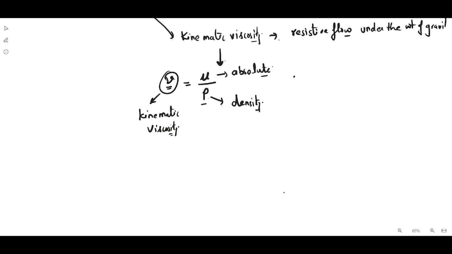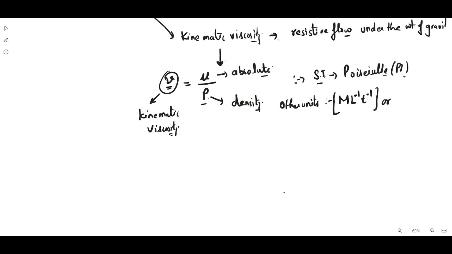This is expressed in the CGS unit known as Poise. Other units for viscosity are M L minus 1 T minus 1, or it is also expressed as Newton second per meter square, or Pascal second.